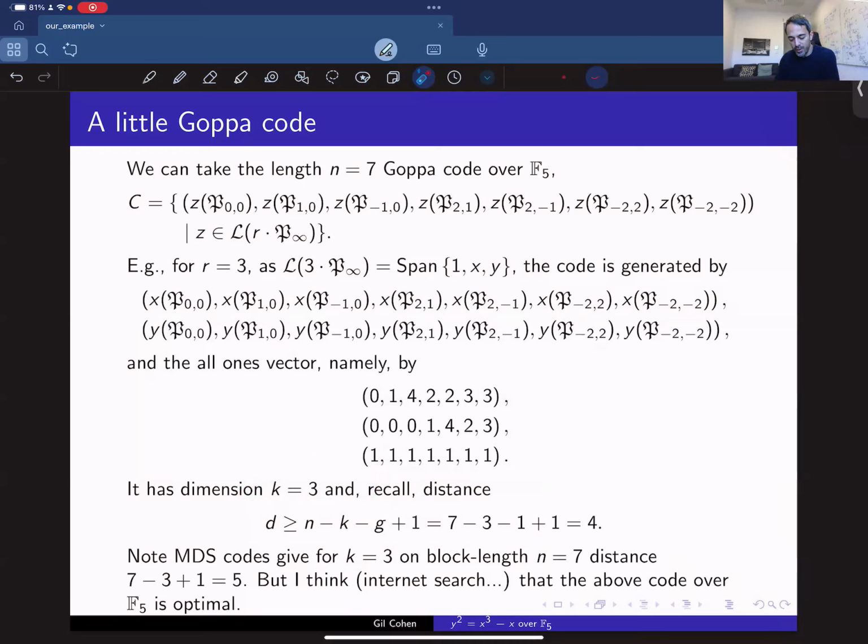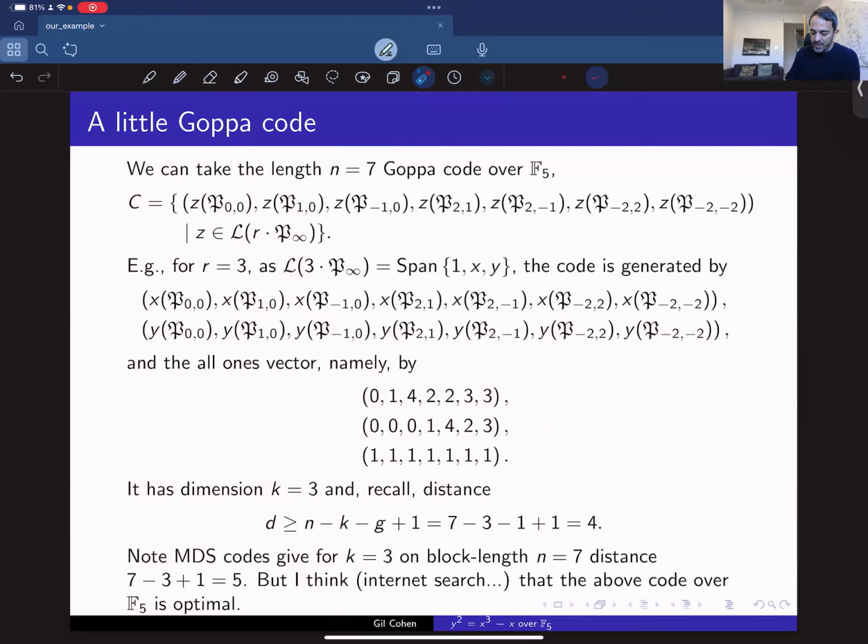And the distance, recall, or at least the bound on the distance, is n minus k minus g plus 1. In our case, this plus 1 is not negligible. So n is 7, the number of points that we took. k is 3, that's the dimension of the code. g is 1, that's the genus of the function field. And the plus 1 appearing here, altogether gives you a 4. So you get a distance of 4 for a code of block length 7.